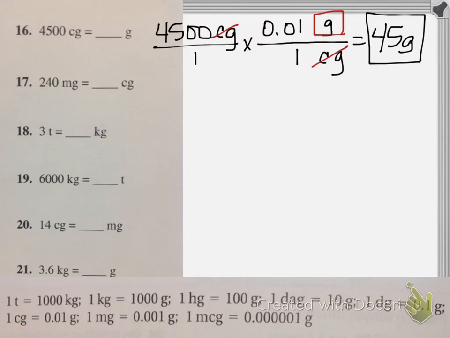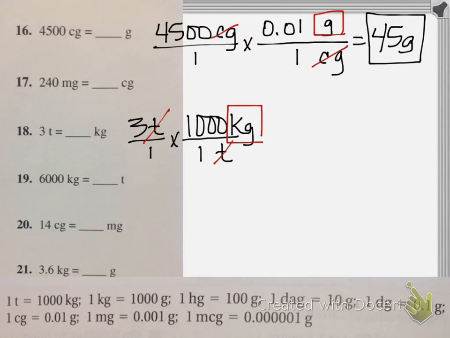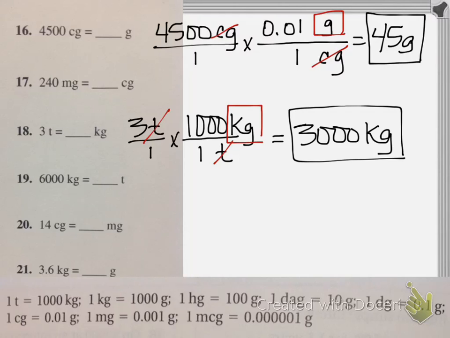So let's start with our 3 tons over 1. We have the direct conversion of 1 ton is 1,000 kilograms. Our tons cancel, leaving us with the unit that we want of kilograms. Multiply straight across, and we get 3,000 kilograms.